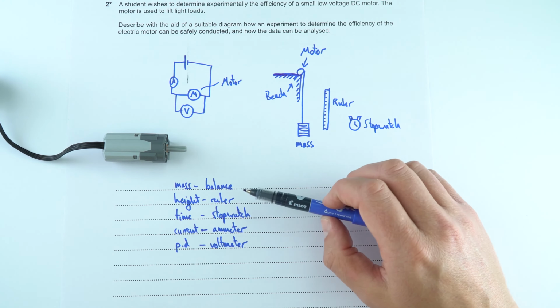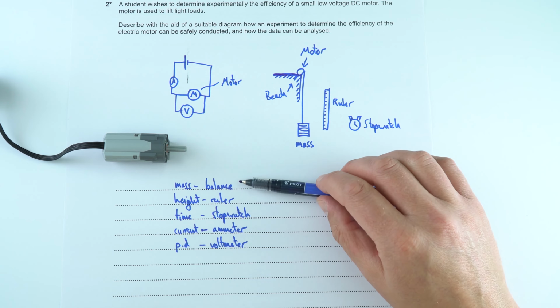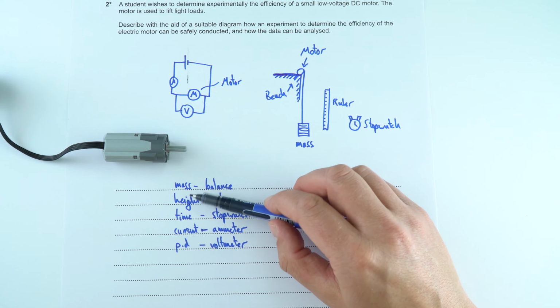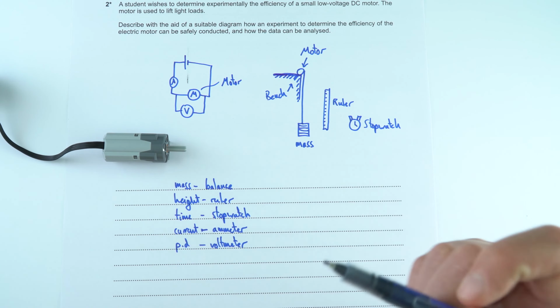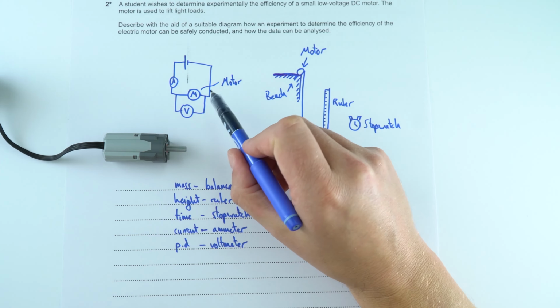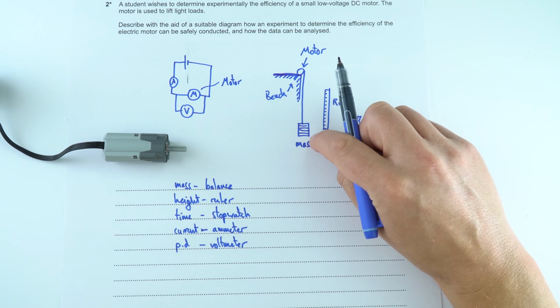It might be that you're making sure the balance has been zeroed before you put the mass onto it. So what we're looking at are the measurements and then some of the equipment that we're going to be using.